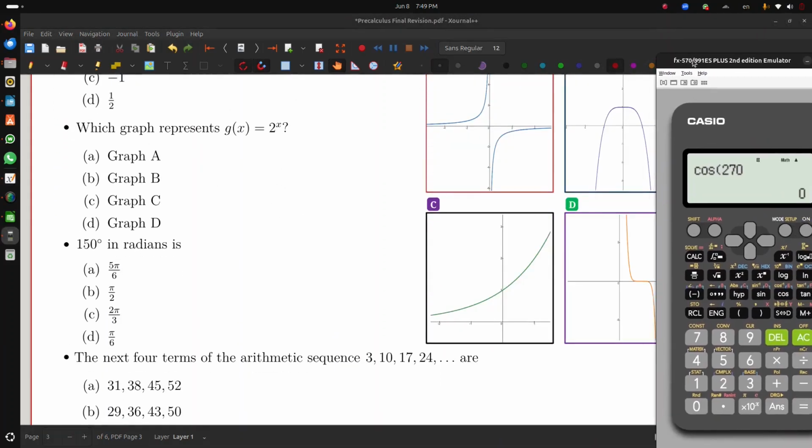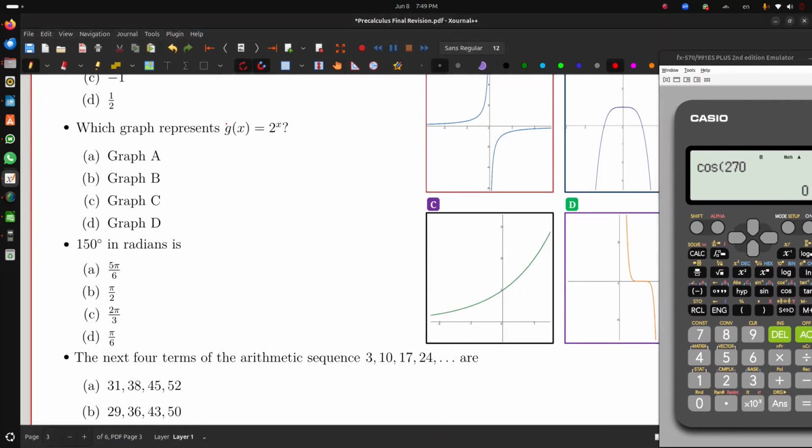Okay, about this one, it is exponential. How can we recognize it? It's 2 to the power x. You have x up. Okay, so it will be something like this. We will choose letter C. Of course you can get some special points, but there are 4 different graphs, so which one of them is the exponential? It's letter C.